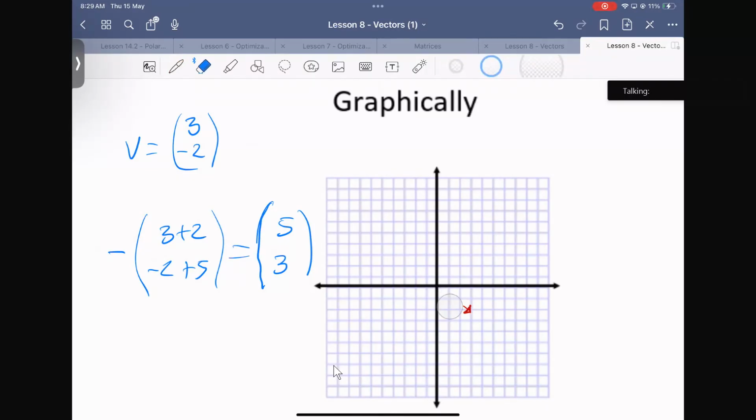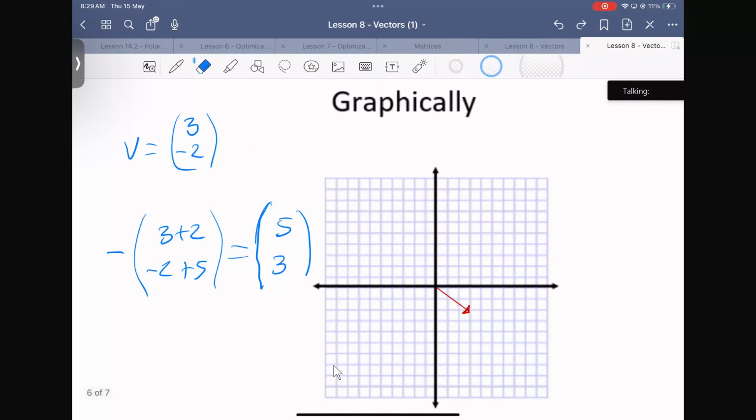This is the vector v. Then we have the vector u, which is 2, 5. So I'm going to place them head to tail, and we want to go across 2 and then up by 5. So we're going to go to here. This is the vector u.